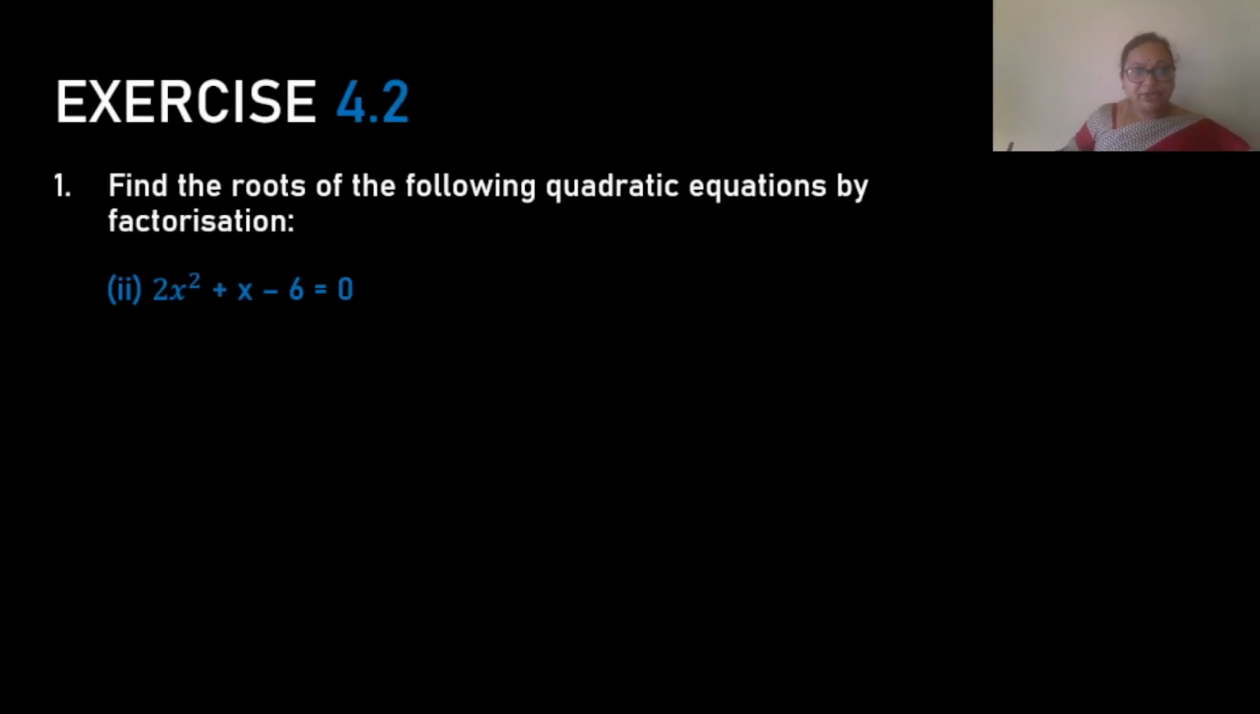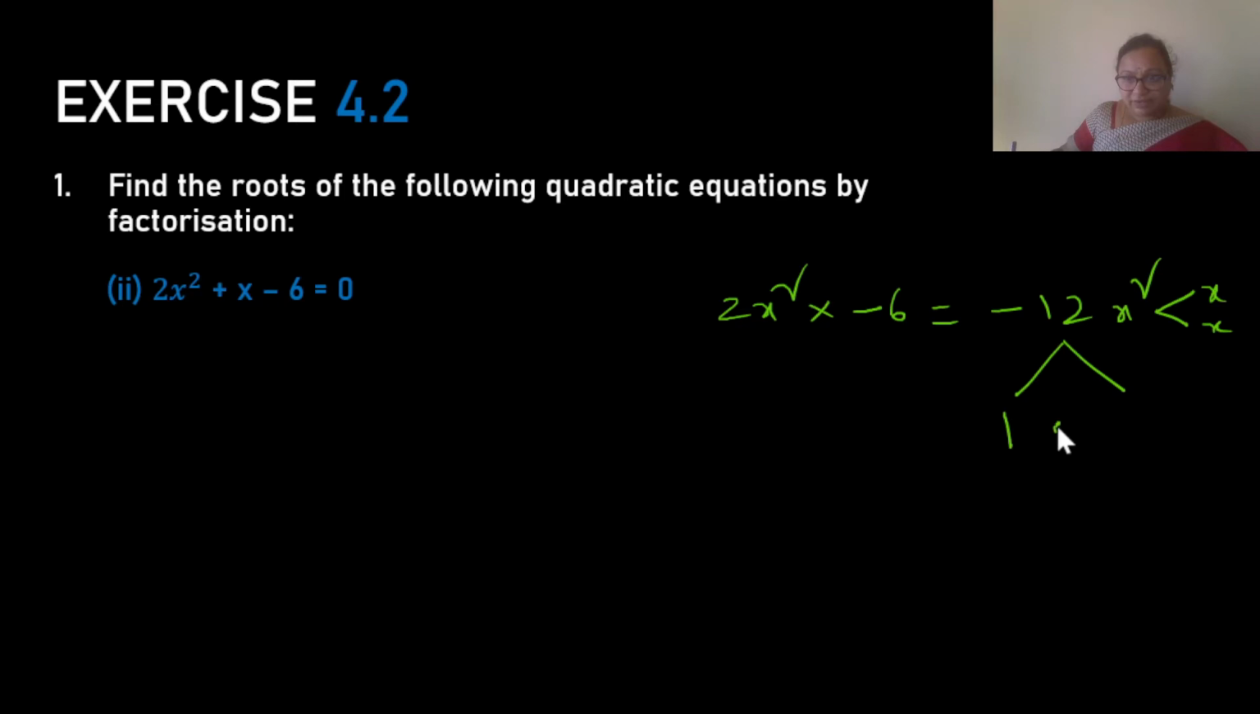Second question, 2x square plus x minus 6 is equal to 0. The first step in splitting middle term is we need to find the product of first term 2x square and the last term minus 6. So the product is minus 12x square. For x square anyway it is x into x. For factors of 12 we need to find 1 into 12, 2 into 6, 3 into 4. Here middle term is plus x. So we need to consider this pair 3 and 4.